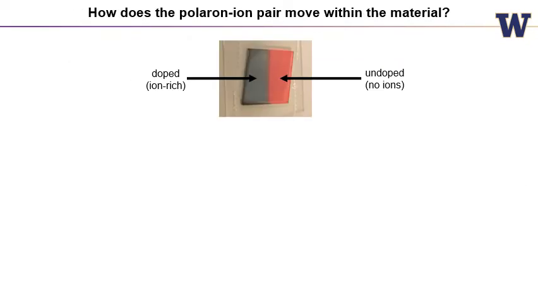And so to answer this first question, how does the polaron-ion pair move within the material, we perform a fairly simple experiment. We take our sample, a polymer thin film on ITO, and we dope half of the sample, so we have ion polaron pairs on one side, and we leave the other side undoped. Then we use an optical microscope to watch this interface relax back to equilibrium.